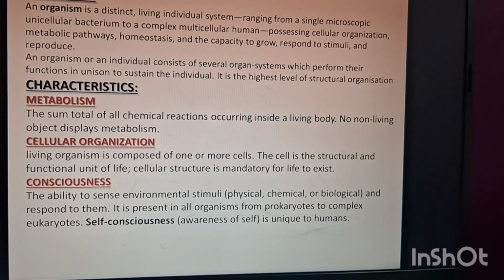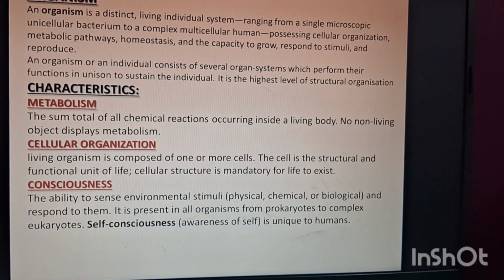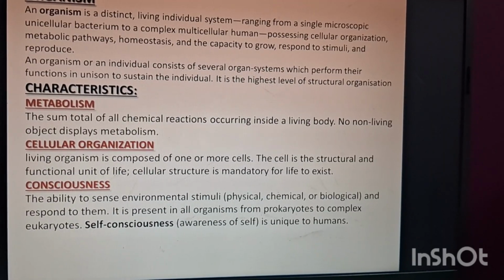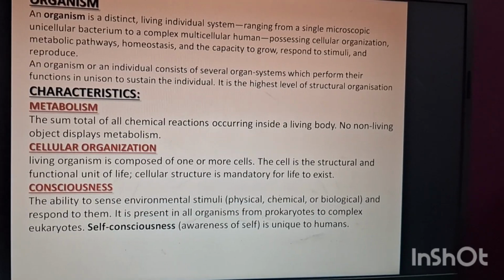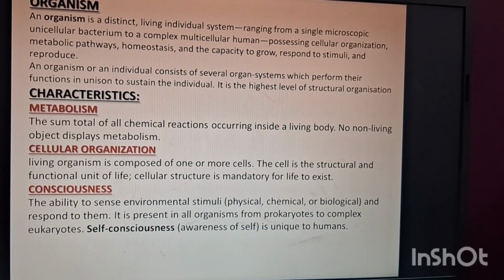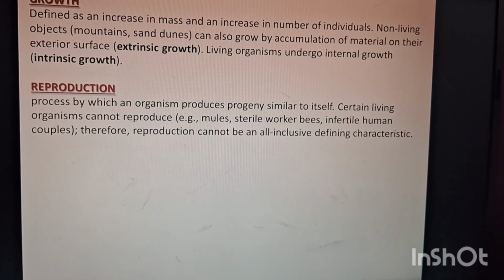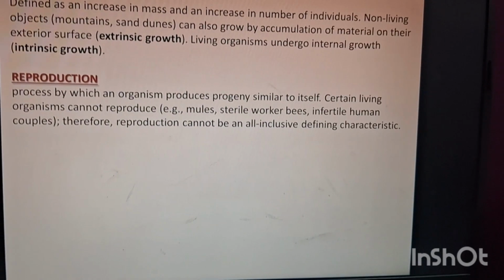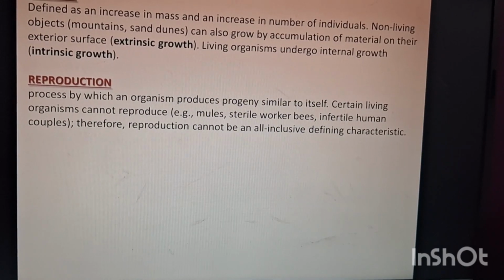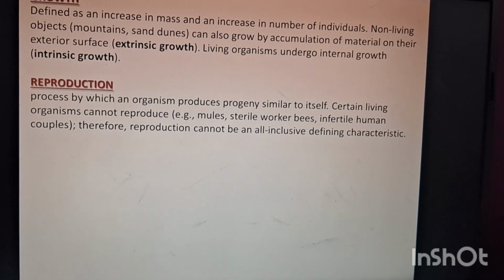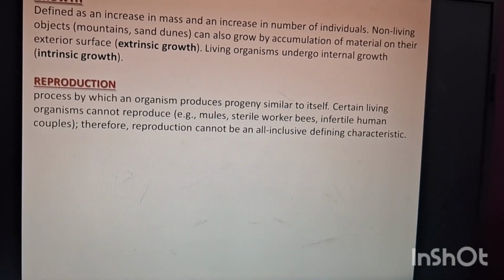Next, consciousness. The ability to sense environmental stimuli, that is physical, chemical or biological, and respond to them. It is present in all organisms from prokaryotic to complex eukaryotic. Self-consciousness, that is awareness of self, is unique to humans. Next feature is growth, defined as an increase in mass and an increase in number of individuals. Non-living objects can also grow by accumulation of material on their exterior surface. That is extrinsic growth. Living organisms undergo internal growth, called intrinsic growth.